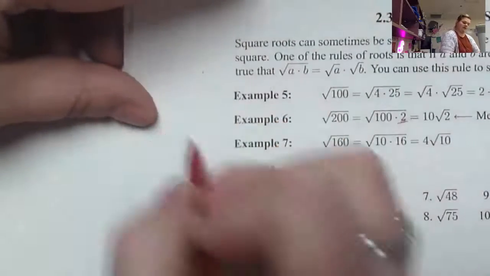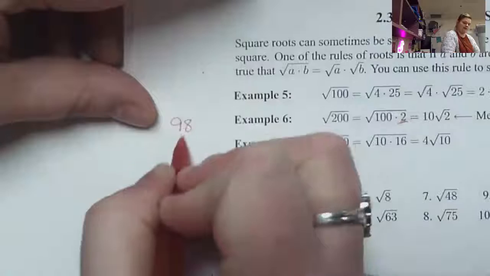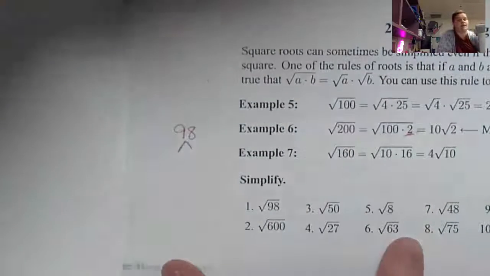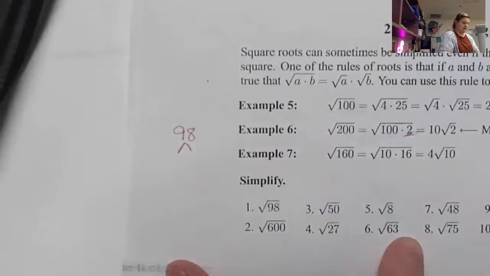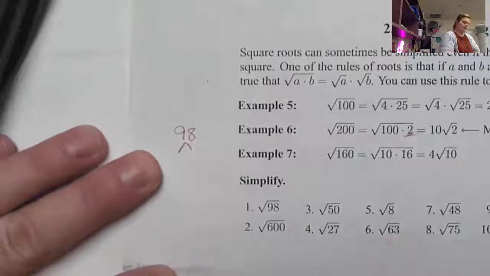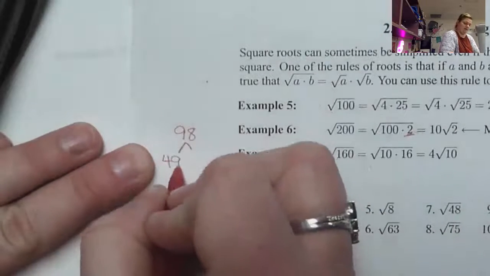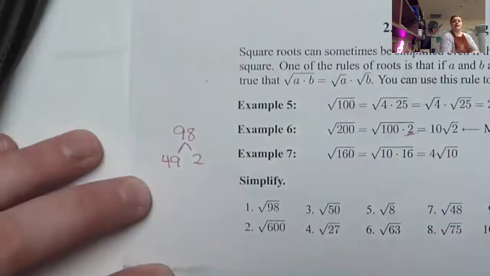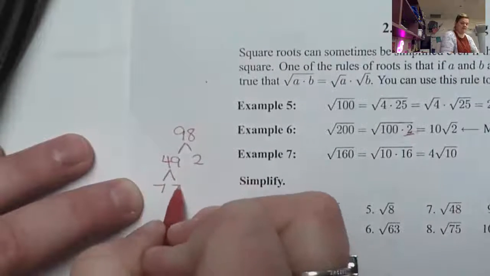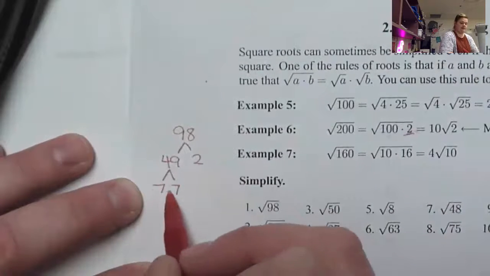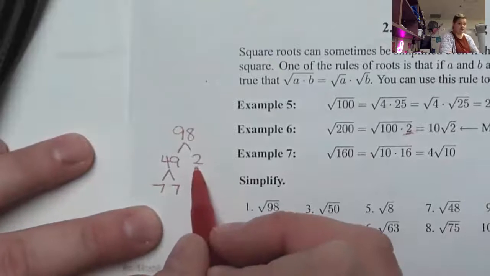So I would take number 1, which is 98. I would literally break down 98 as much as I can. So I'm trying to figure out what goes into 98. Well, I know 98 could be 49 times 2, right? Okay, break everything down as much as you can. Well, 49 is 7 times 7. I can't break down my 7s anymore. I can't break that 2 down anymore.